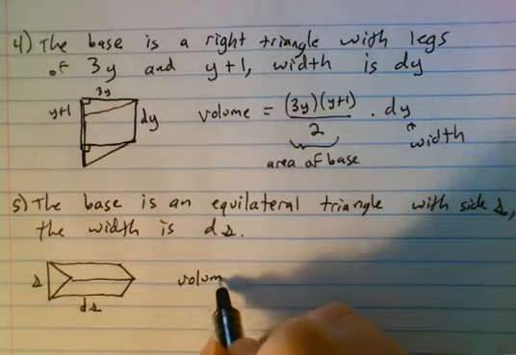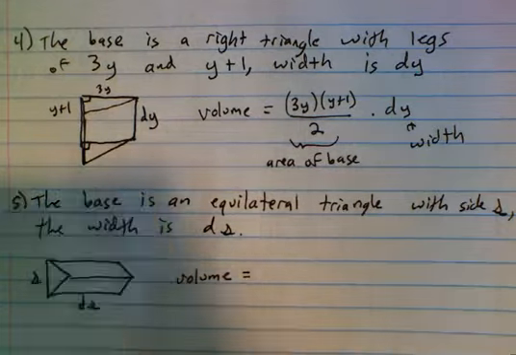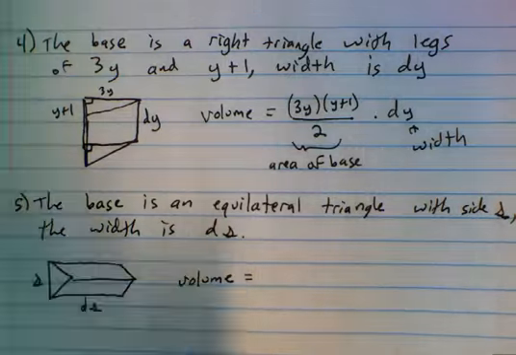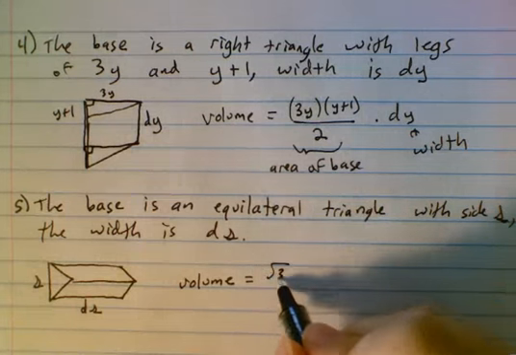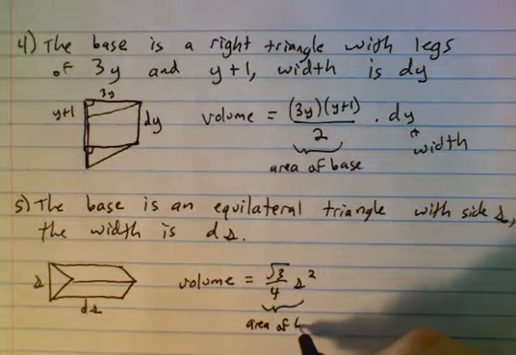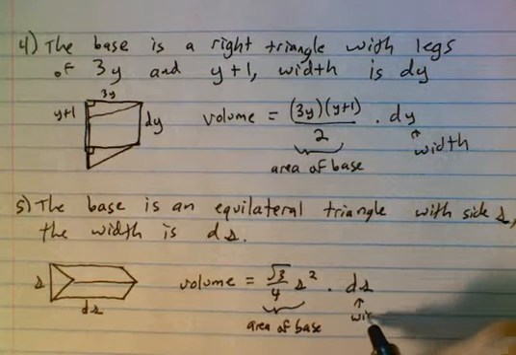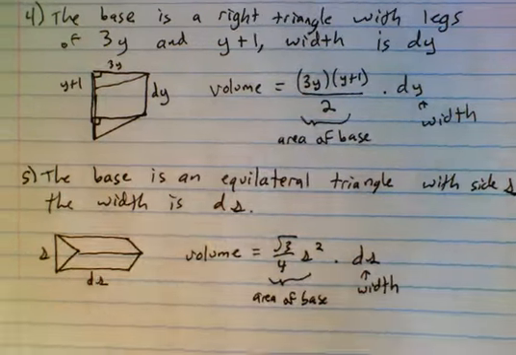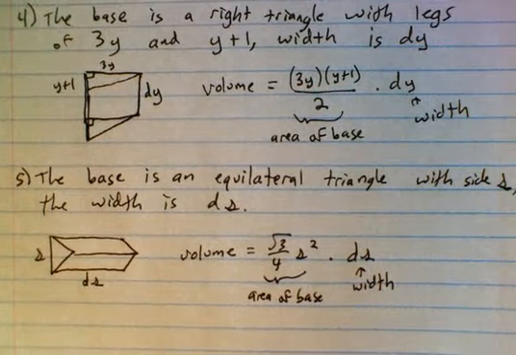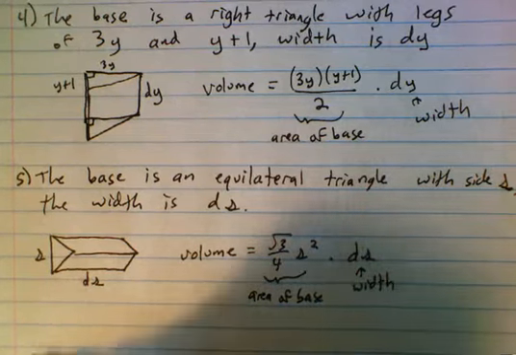So our volume, once again, is the area of the base, which, if we look over here, is root 3 over 4, side squared. And then the width was ds. So those are the pieces that we need to do these problems. Now we just have to figure out how to put them together to do volumes of solids with known cross sections. So this is the real meat of what we're doing today.